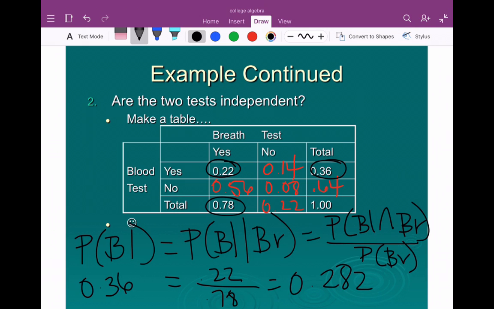So again, these are not independent because the probability of getting a blood test is 36%. But if you know that you've already had a breath test, the probability of having a blood test goes down to only 28.2%. Therefore, having one does affect the outcome of having the other.